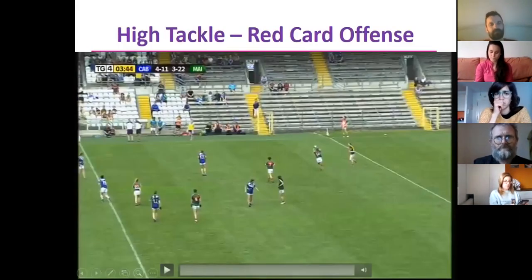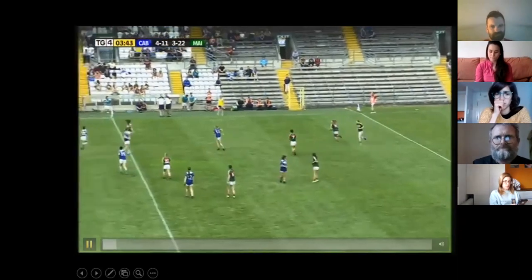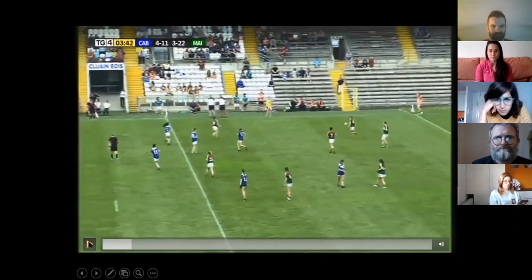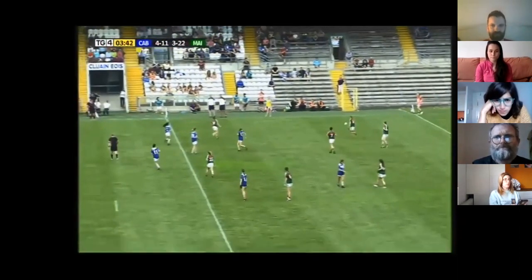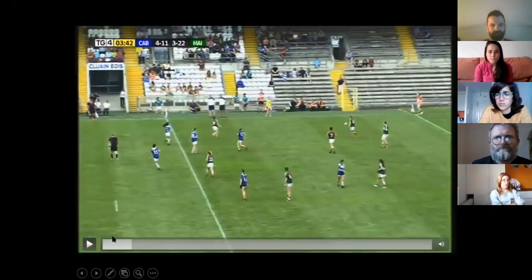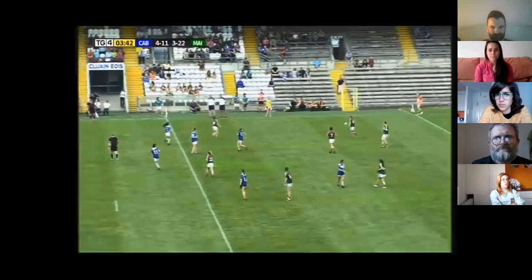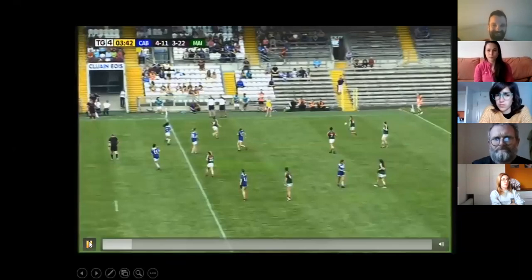Here is a red card high tackle, and look at the difference. So watch the difference here now. The movement of the player, the intent of the player, and the force of the tackle. Look at the difference between the yellow card and the red card. And this is actually one of my work bits. So, yes, very funny. Here we go.